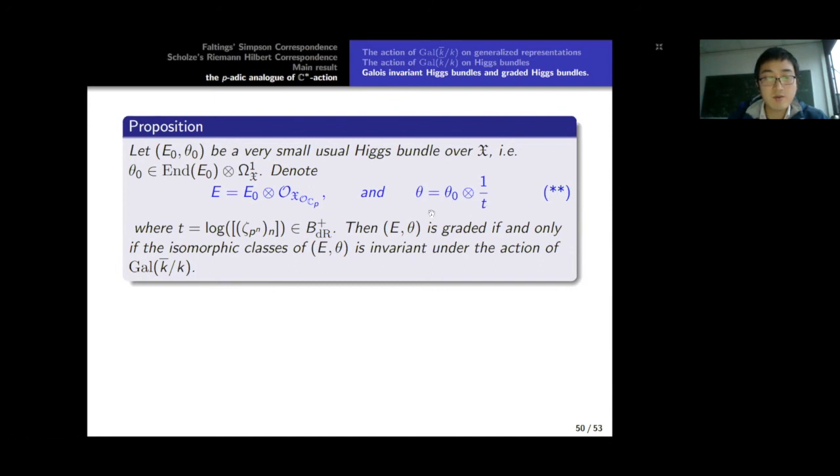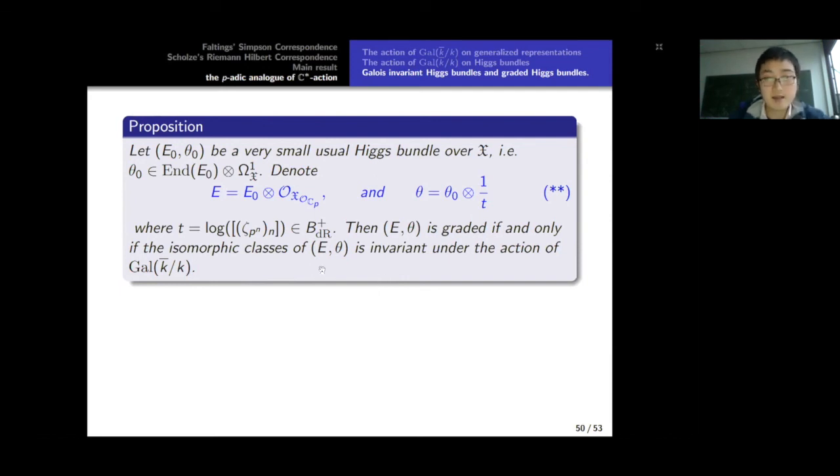As we introduced before, this t and the Kc both generate the maximal ideal. So this 1/t is equal to a unit multiple of the inverse of Kc. And then this Higgs bundle is graded if and only if the isomorphism class of the Higgs bundle is invariant under the Galois action.